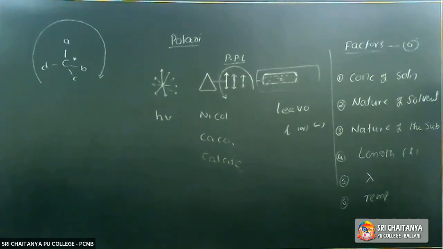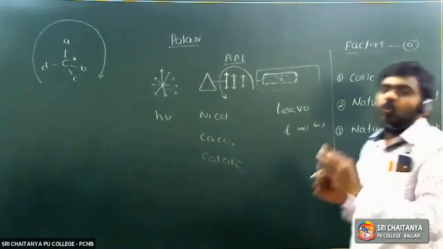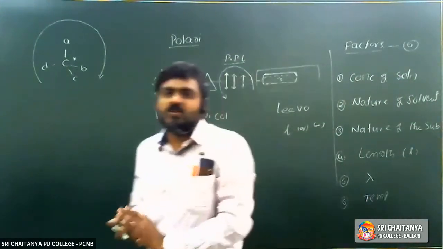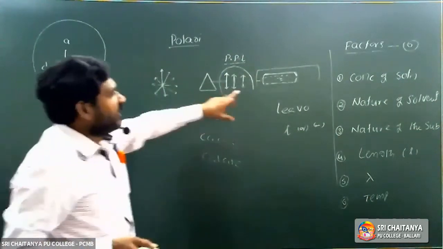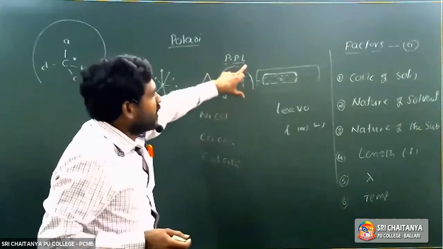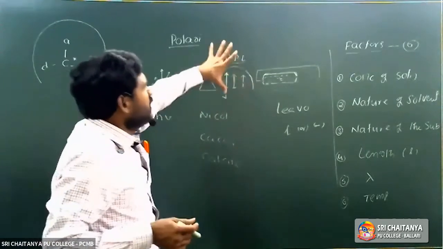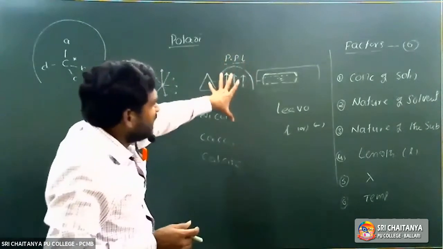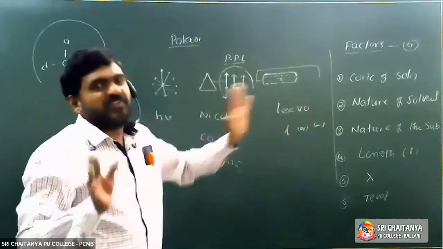What is plane polarized light? The ordinary light is passed through a Nicol prism. It vibrates in only one direction, perpendicular to the path of light. So it is called plane polarized light. Rotation of plane polarized light depends on 6 factors.